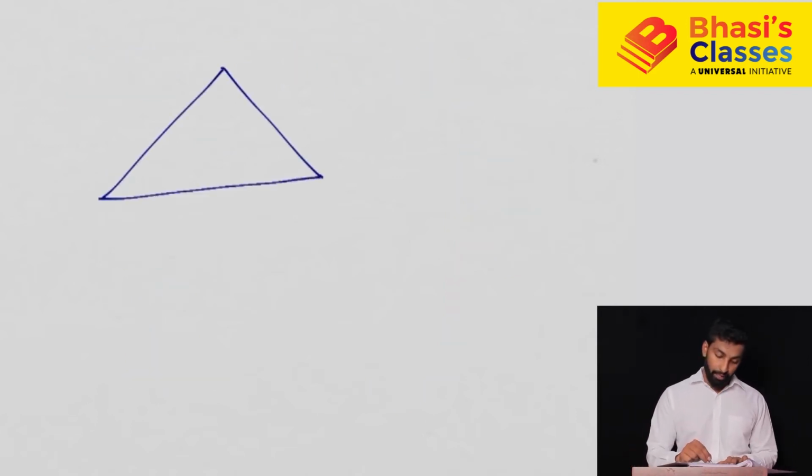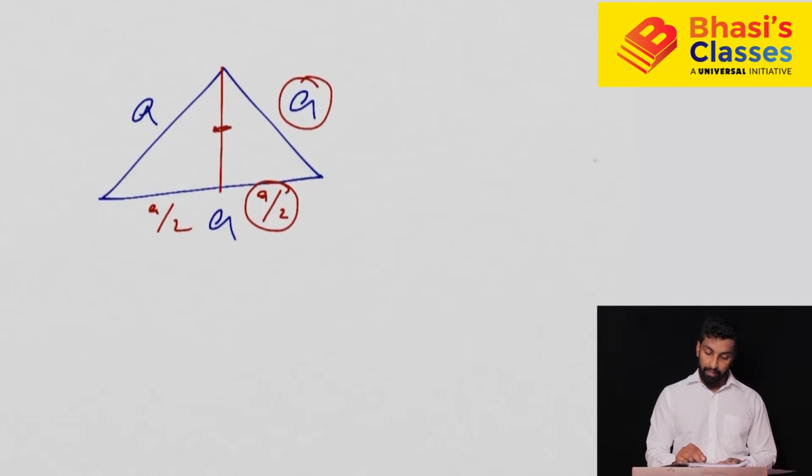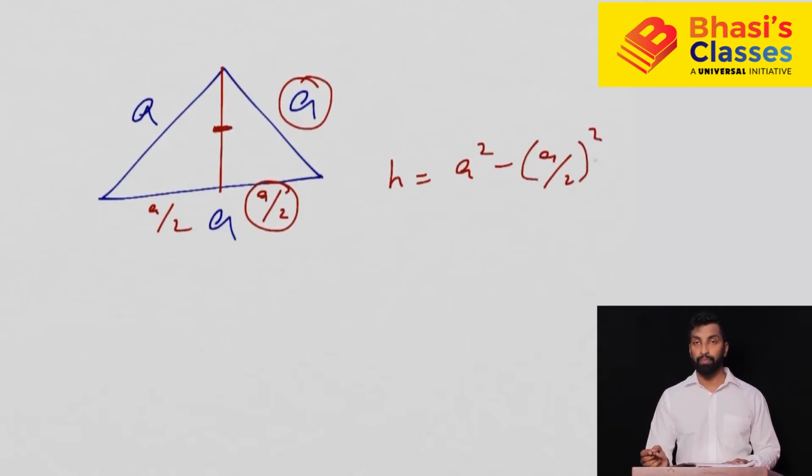Now what if it's an equilateral triangle? All the sides are equal, right? So this will be A, this will be A, this will be A. Now how will you find the area? You can drop a perpendicular here. If you drop a perpendicular, it will bisect the base. So this will be A by 2 and this will be A by 2, right? You know this side is A by 2 and the hypotenuse is A. Can you find the height? Yes. So what will be the height in an equilateral triangle? If one side is given, can you find the height is the question, right? So height is equal to the square root of A squared minus (A by 2) squared, right? So you'll get it as root 3 by 2 A. Why?